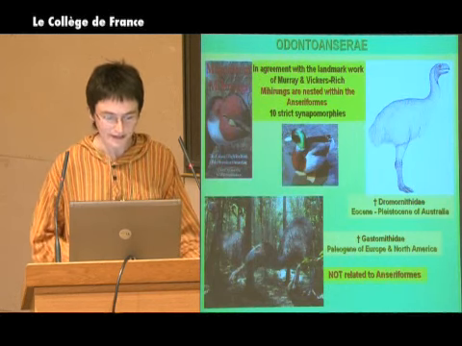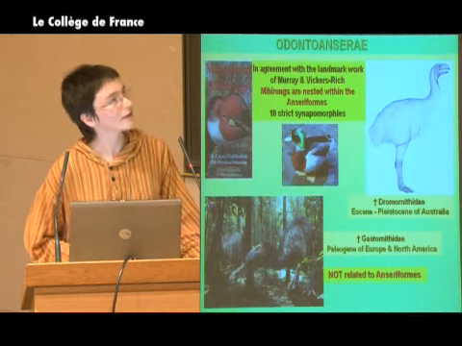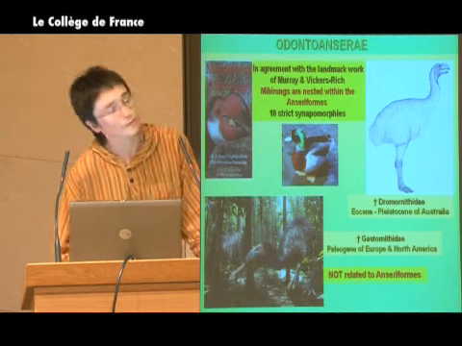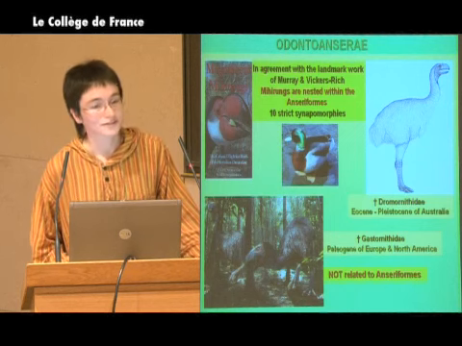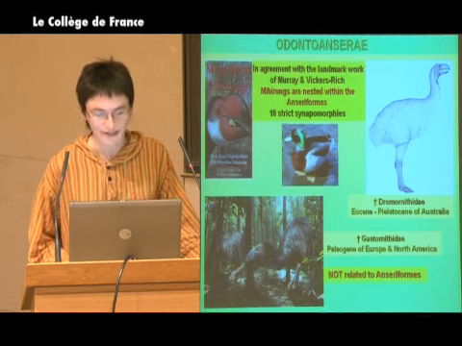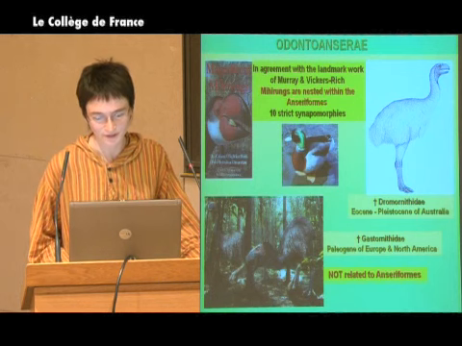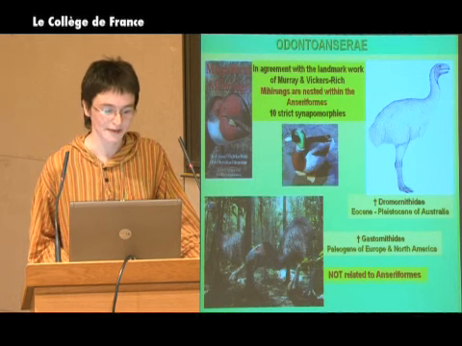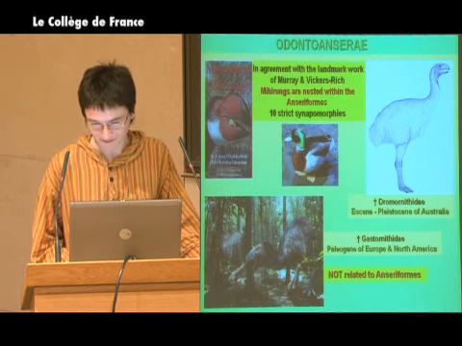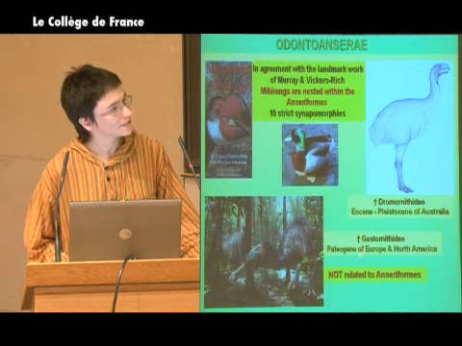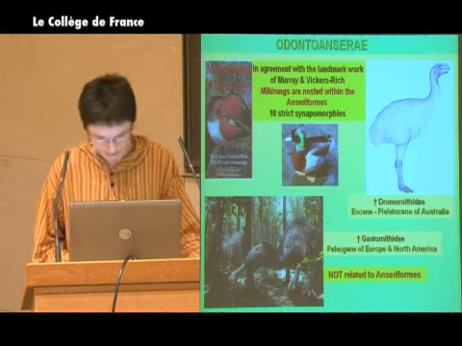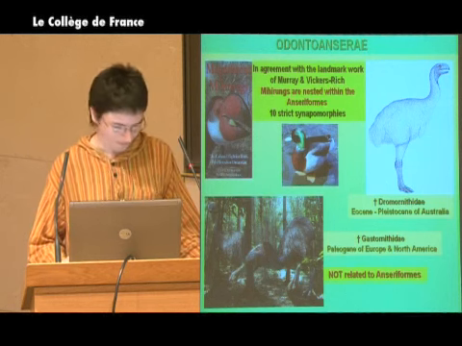So, secondly, we confirm the results of the landmark work of Murray and Vickers-Rich, that the Dromornithids, Mihirungs, are nested within anseriforms, and this is based on 10 strict synapomorphies. On the contrary, Gastornithids here are not related to anseriforms, not at all related.